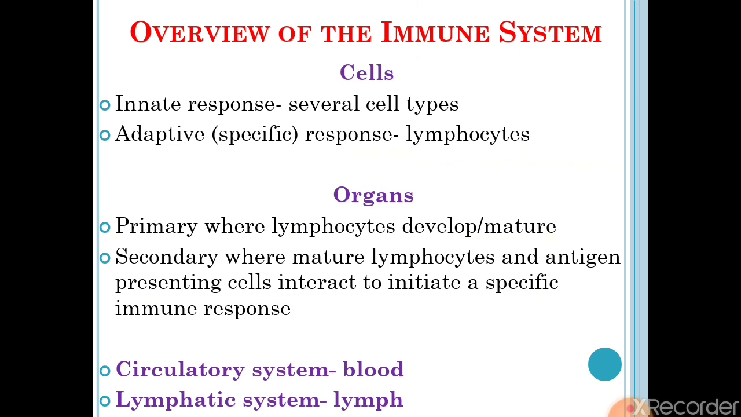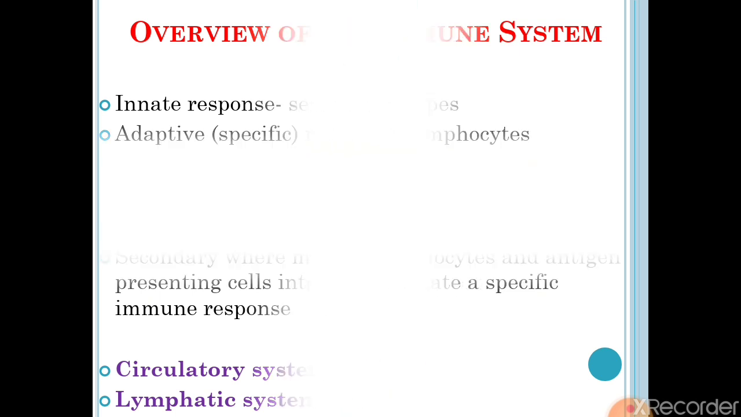Organs can be divided in two types: primary and secondary. Primary organs are those where the lymphocytes develop and mature, whereas the secondary organs are those where the mature lymphocytes and antigen presenting cells interact to initiate a specific immune response.